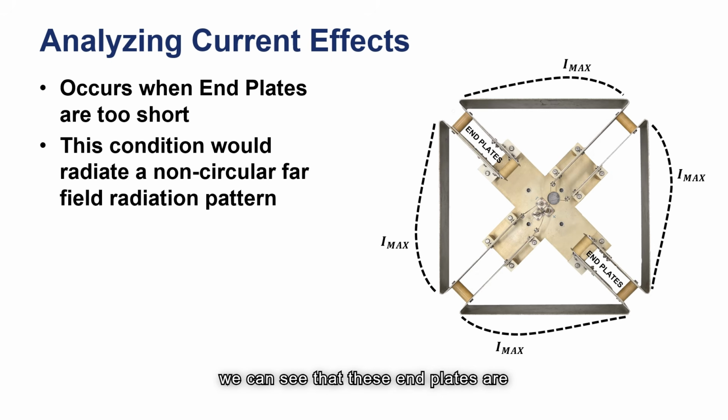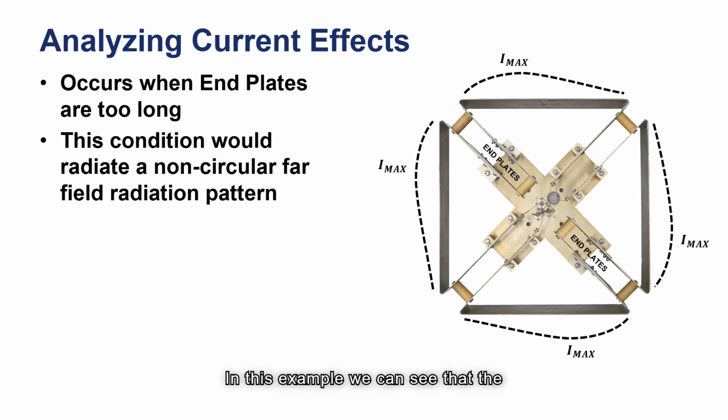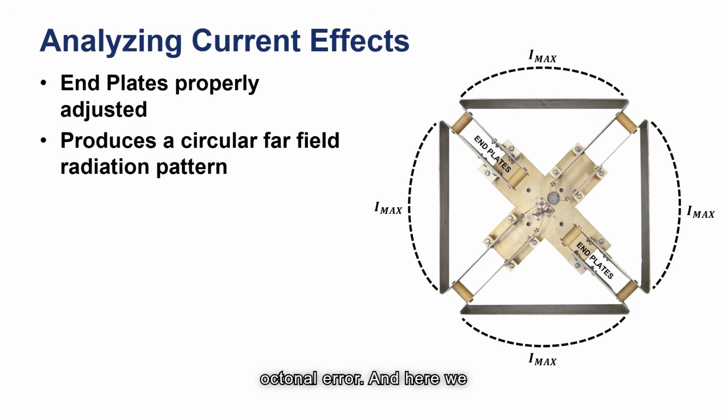In this example, we can see that these end plates are maladjusted and are too short. This condition would radiate a non-circular far-field radiation pattern. In this example, we can see that the current maximums have moved off the center towards the end plates because the end plates are set too long, and again, a non-circular radiation pattern will result. This is often referred to as octantal error. And here we can see the end plates are properly adjusted, producing a circular radiation pattern.